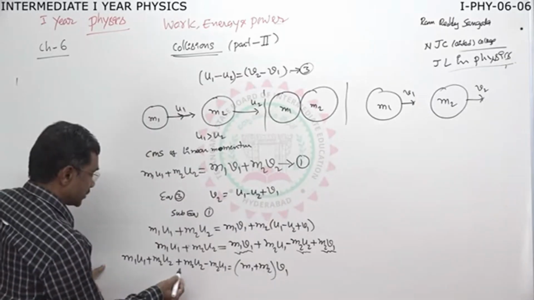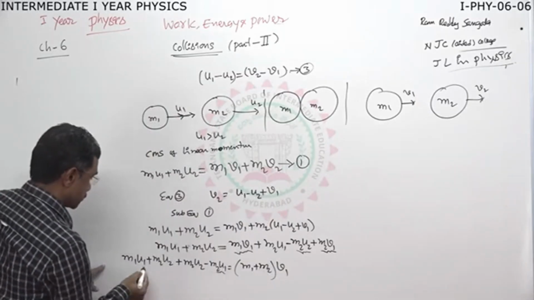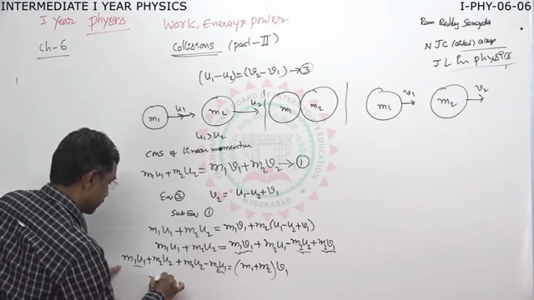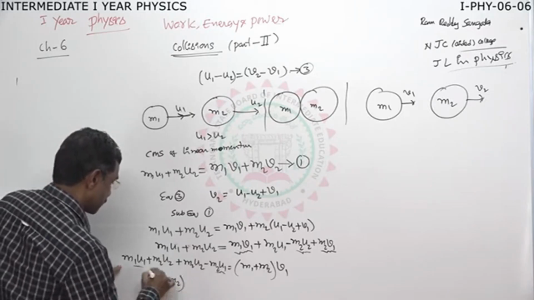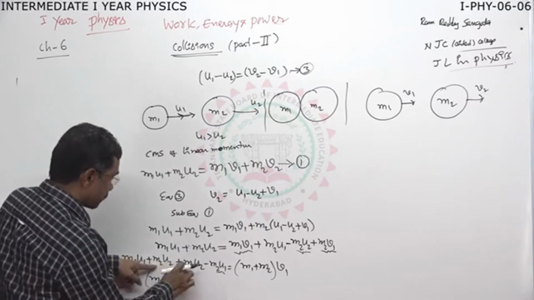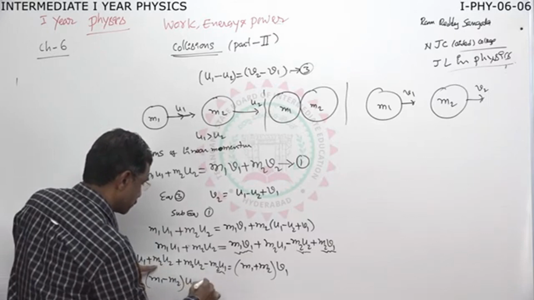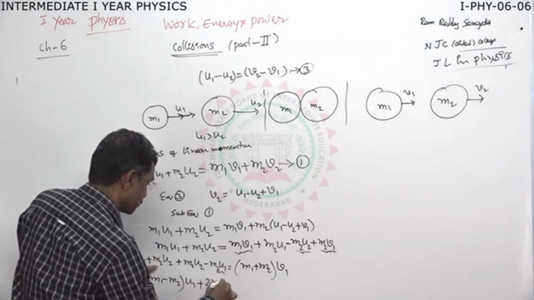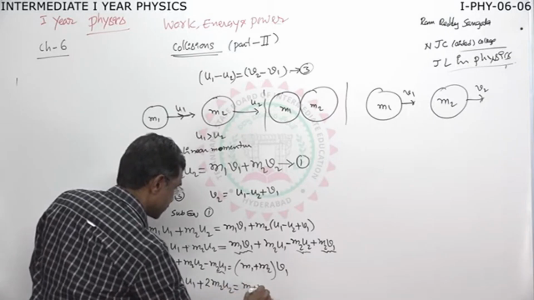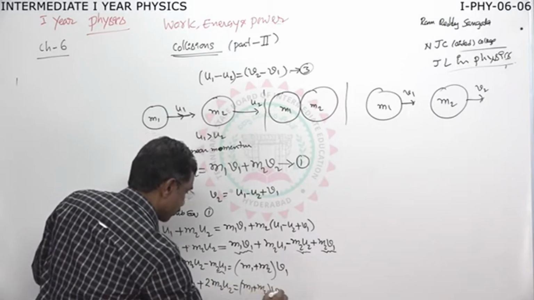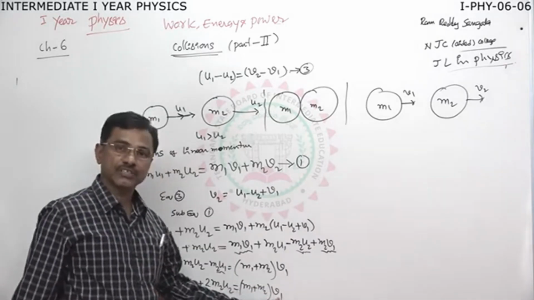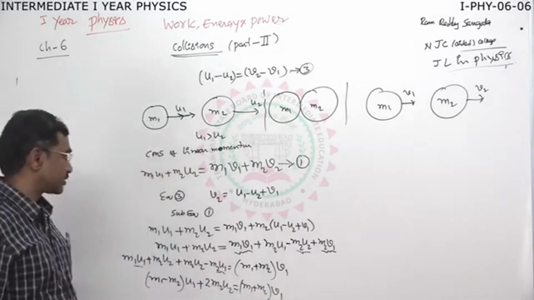Now, see here, these two terms, here U1 is common. I'll write M1 minus M2, U1 taken common. And then M2 U2 plus M2 U2, twice, 2 M2 U2. This is equal to M1 plus M2 times V1. Now we want the equation for V1, isn't it? Send this M1 plus M2 that side.